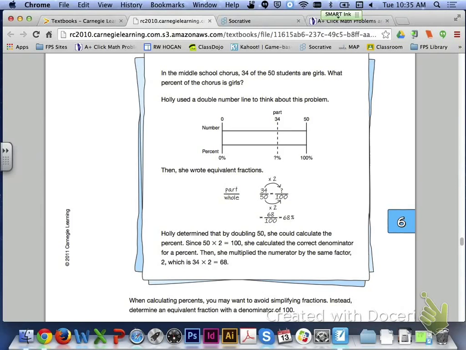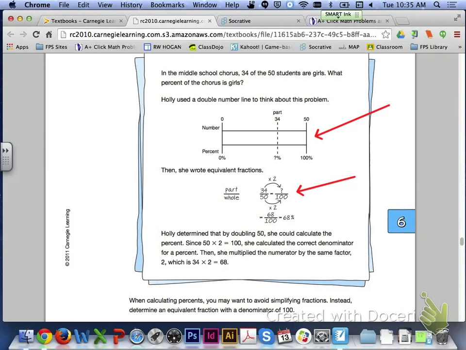So in the example it says, in the middle school chorus, 34 out of the 50 students are girls. What percent of the chorus is girls? So Holly used a double number line to think about the problem. Take a look at the double number line shown right here. After she used a double number line, she wrote equivalent fractions. So we have our 34 out of 50, and what out of 100 is that going to be equal to?